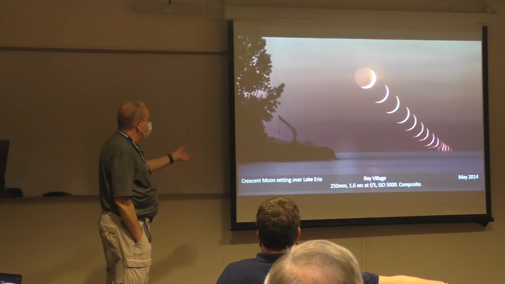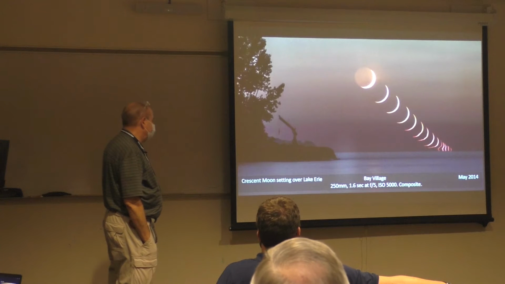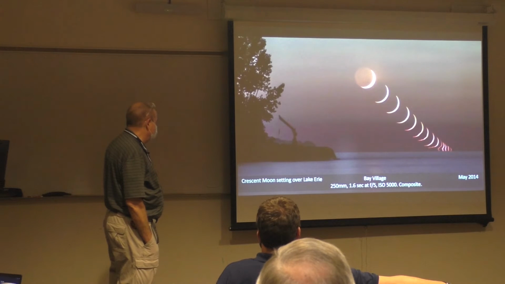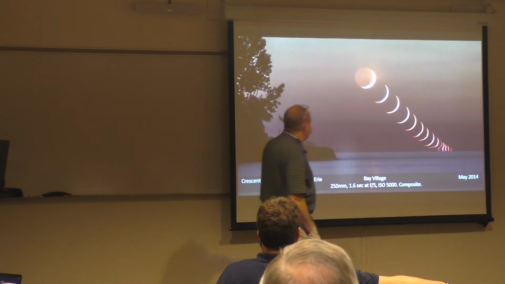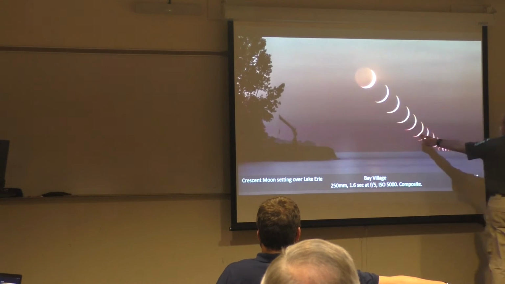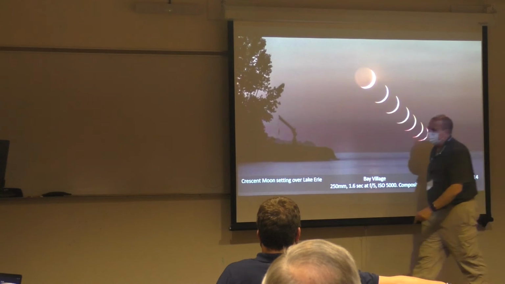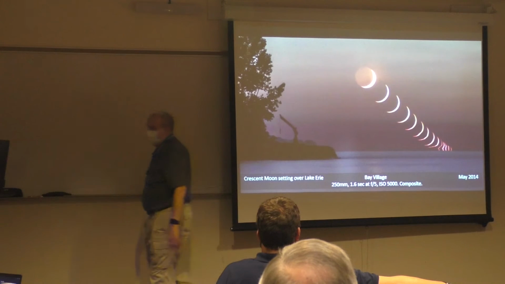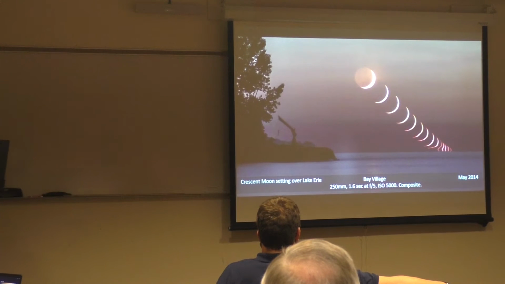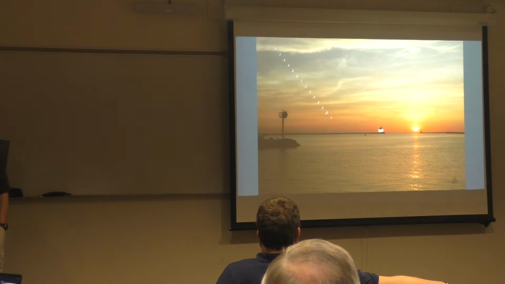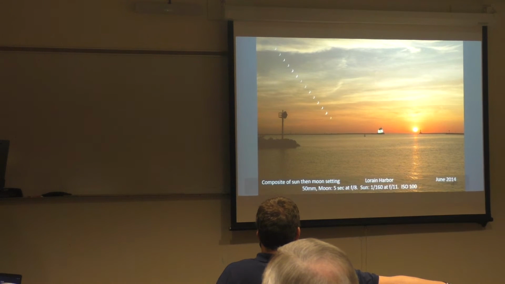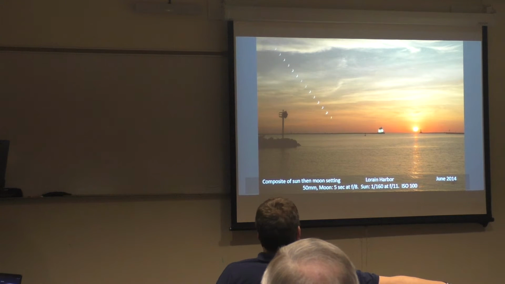This was shot from Bay Village by Lake Erie, 7 years ago now. It's a composite of a bunch of shots. What I like about this is how you can see the refraction of the moon as it gets down to the horizon. It was incredibly clear that night, right down to the horizon. So that's a composite of a bunch of shots, obviously.